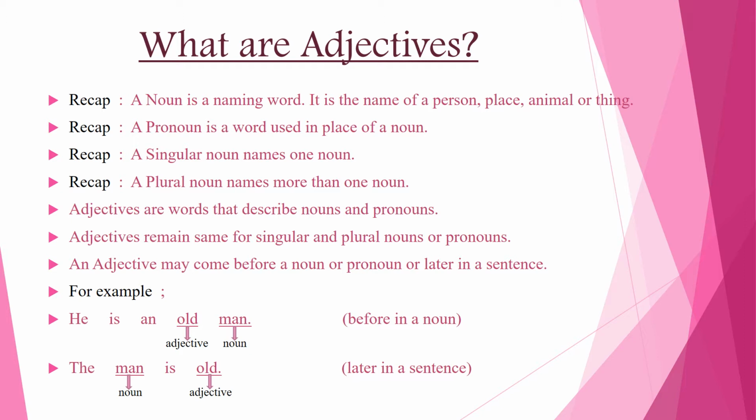Second example, the man is old. In this sentence, the adjective is later in a sentence. Man is the noun, and what kind of man is he? An old man. It describes the man. So, old is the adjective which comes in the later part of the sentence. Let's move ahead.